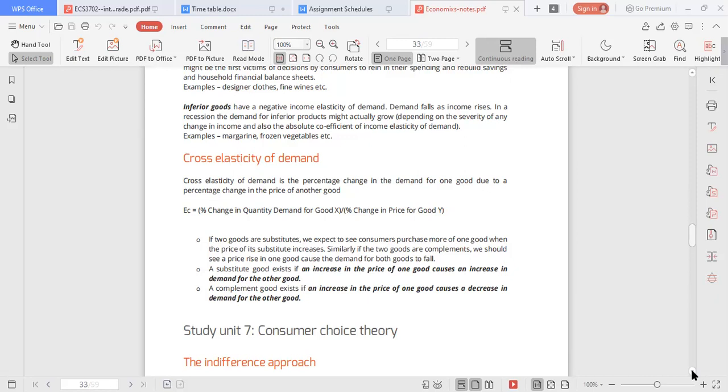Cross elasticity. So we did take into account cross elasticity, and we say that you calculate it as the percentage change in good X divided by the percentage change in good Y. After you have calculated it, then you comment. Is the good a substitute or is the good a complement? Okay.